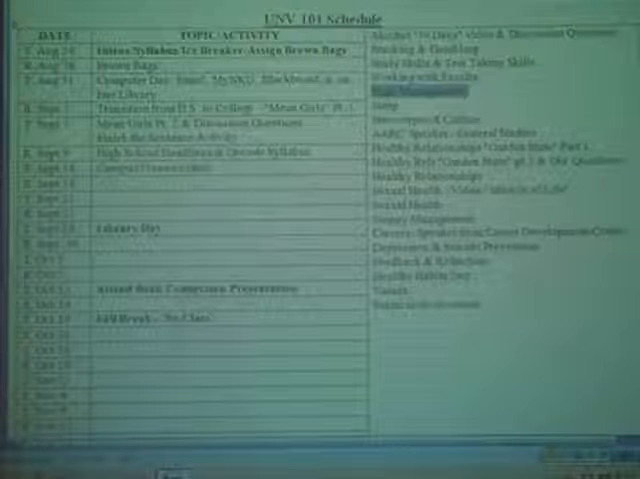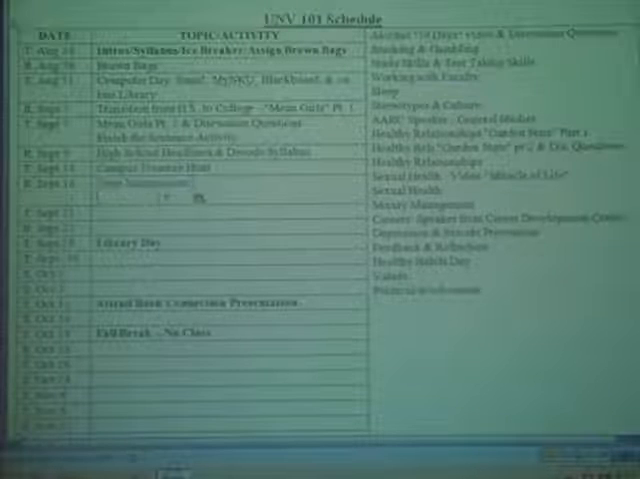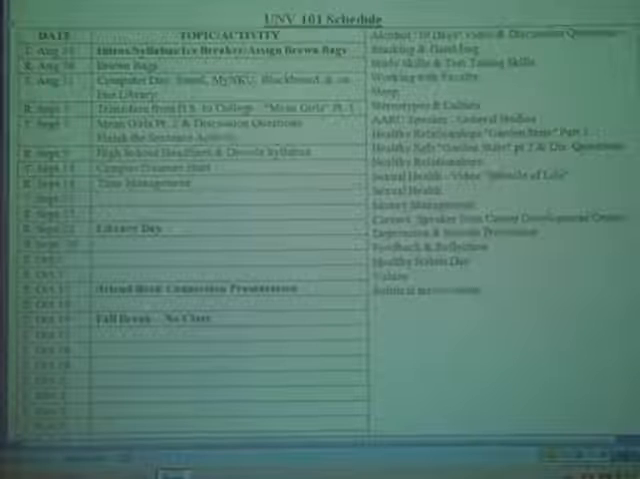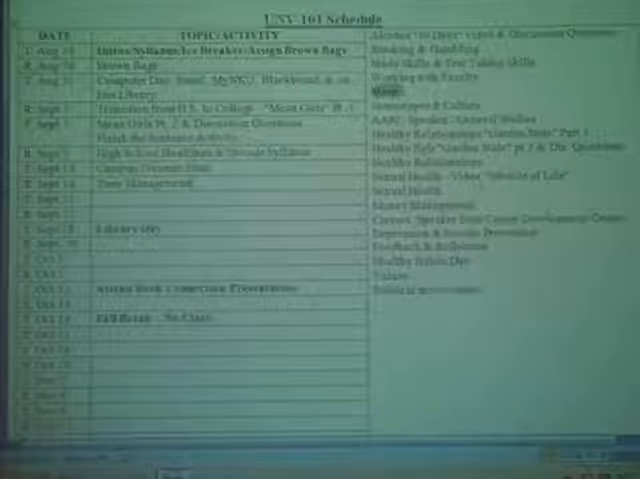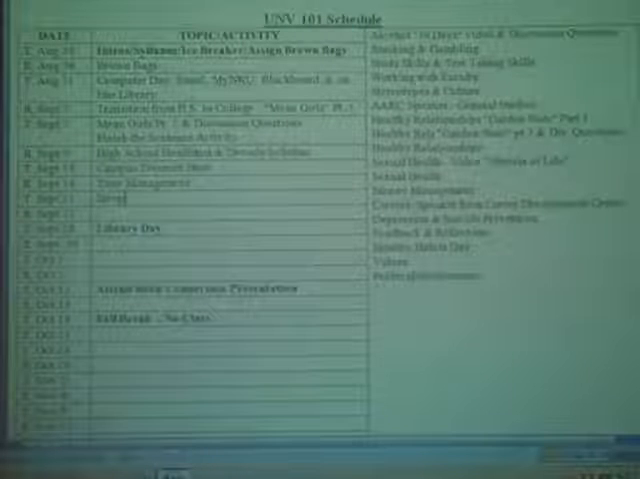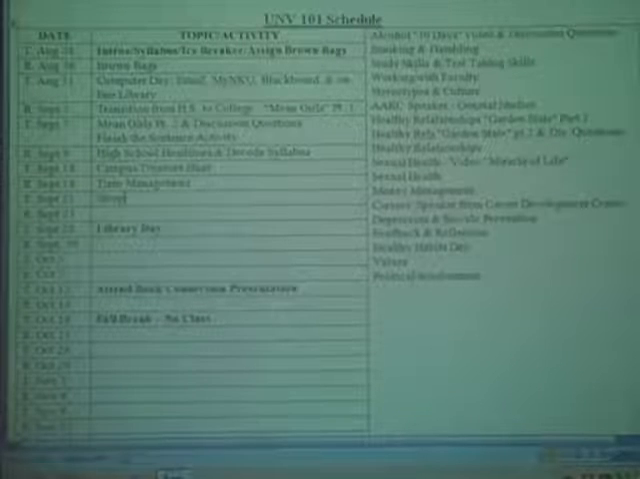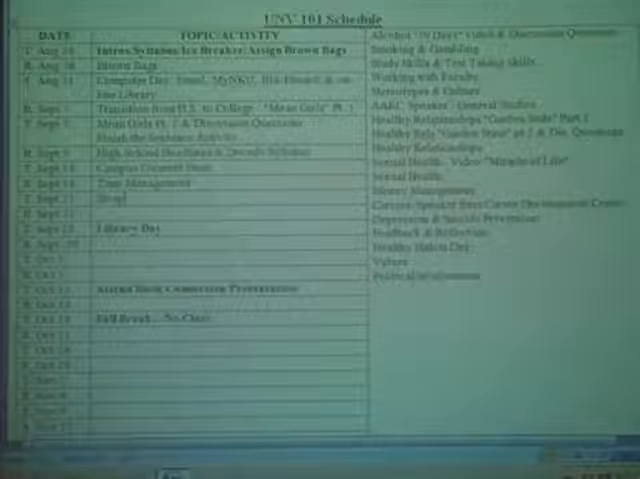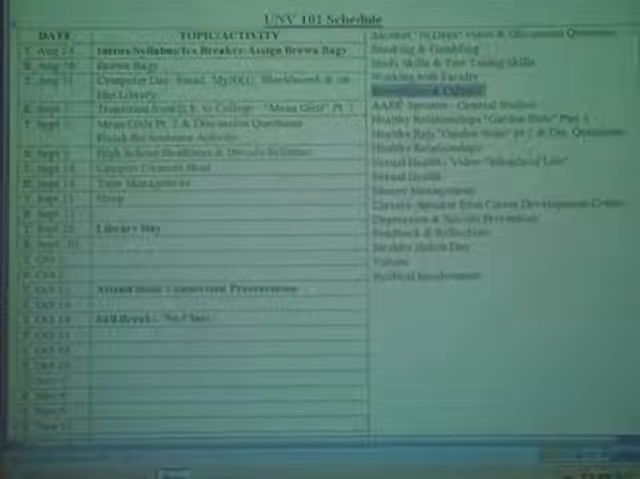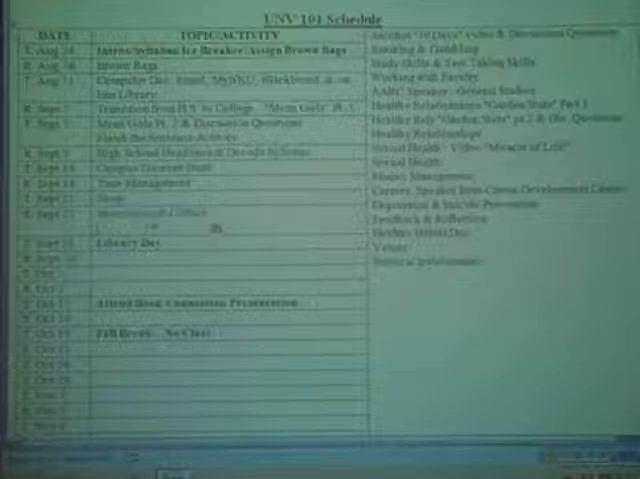Time management, which is such a critical thing. I like to work that in very early because it's something the students really need. And then to go along with time management, something that I think really is a big part of that is sleep. And I have a class that I'm going to do on sleep. And then let's go ahead and put culture and stereotypes in on September the 23rd.